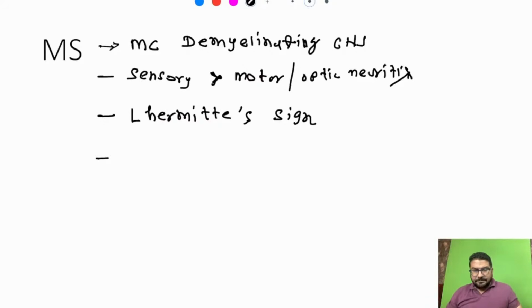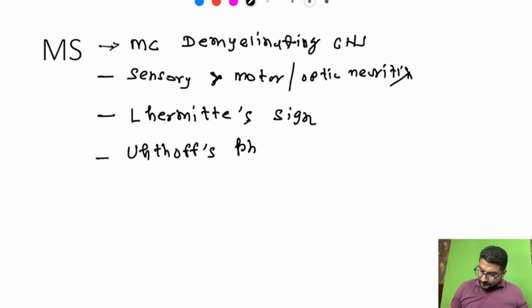Then understand this thing, when you take the patient to the kitchen or in the hot summers of India, a patient who goes in the sun or in the heat, his symptoms will increase. So we call this worsening of symptoms on exposure to heat Uhthoff's phenomenon. Uhthoff's phenomenon means worsening of symptoms on exposure to heat.